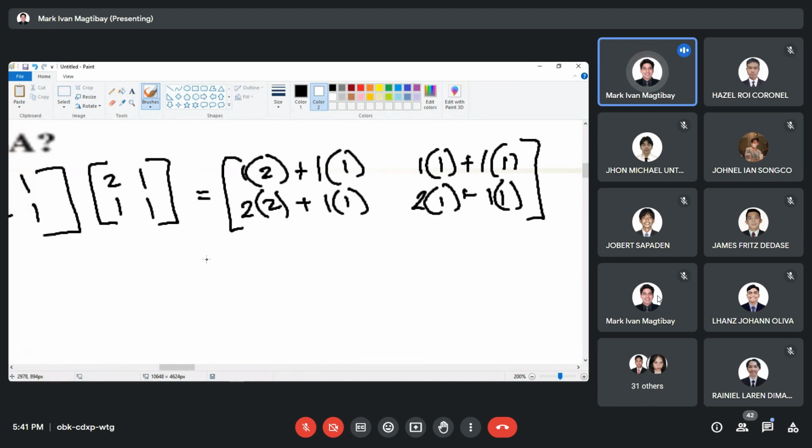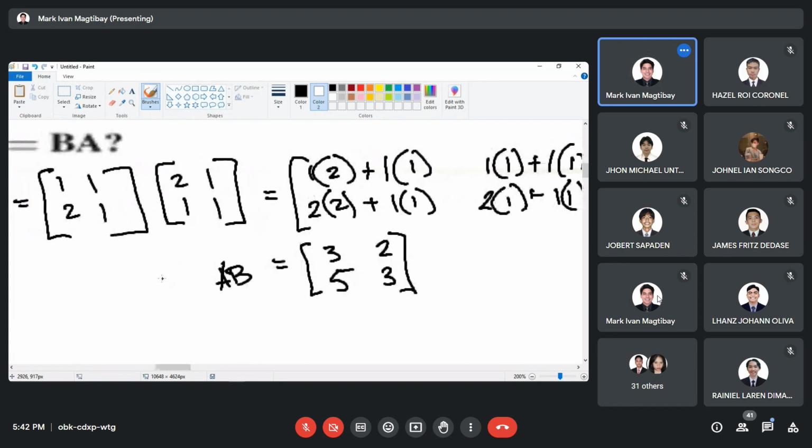So, magiging sagot po natin diyan is 2 times 1 is 2 plus 1, 2 times 1, 2 plus 1 is 3. 4 plus 1 is 5. Okay? And then dito sa kanan, 1 plus 1 is 2, 2 plus 1 is 3 po. So that would be the answer of your A times B po natin.